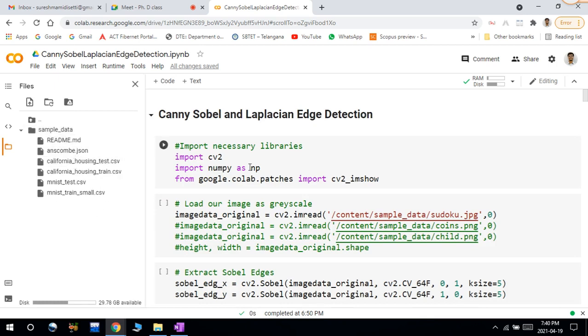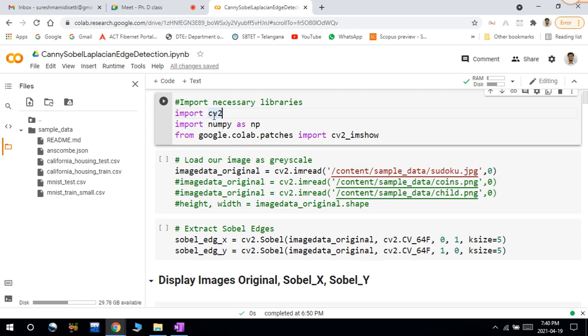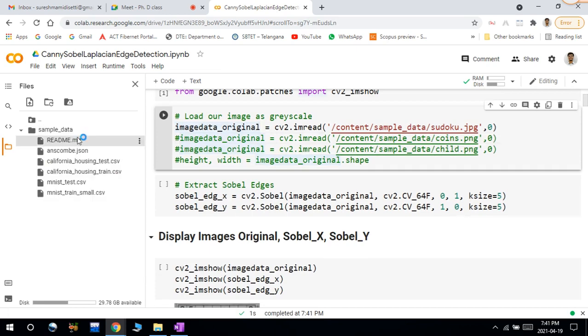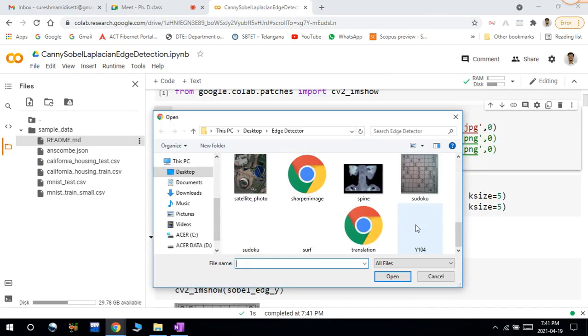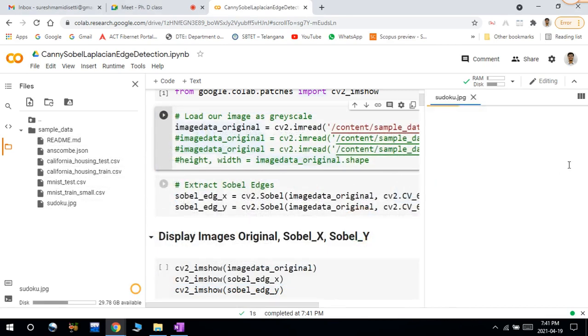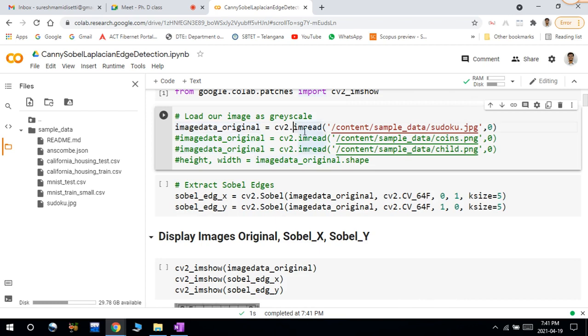I just want to show how these operators work. For this I am using Python code with OpenCV. In OpenCV, we have a library called cv2, Computer Vision 2, by which I can do image processing tasks. Here I am importing these libraries. After this, I will read one particular image, a Sudoku image. So this is your image, and I will apply all the operators on this particular image.